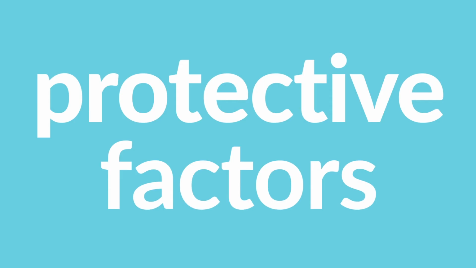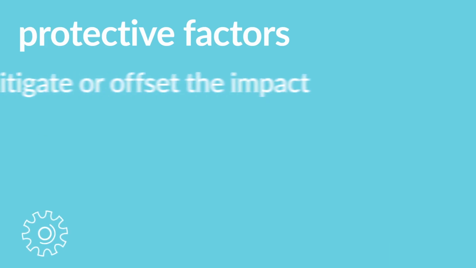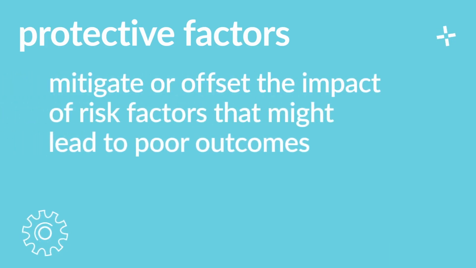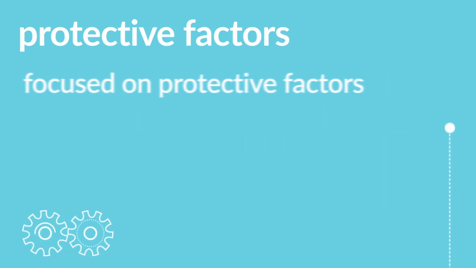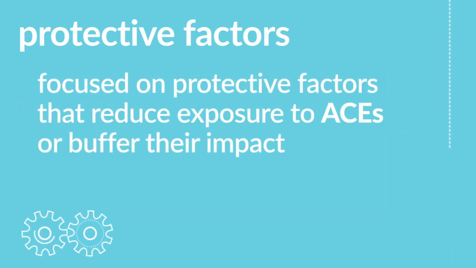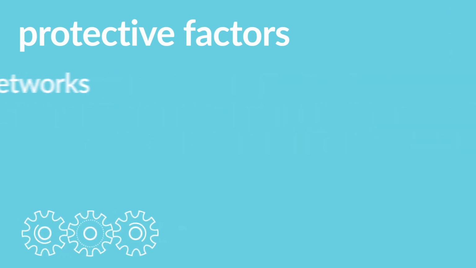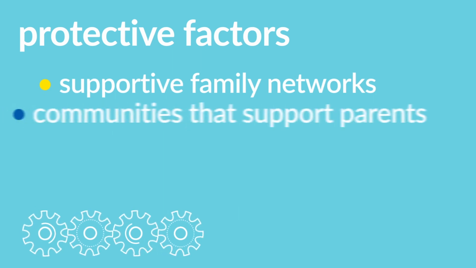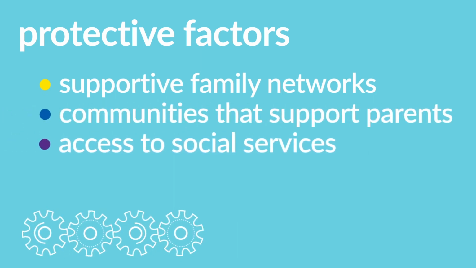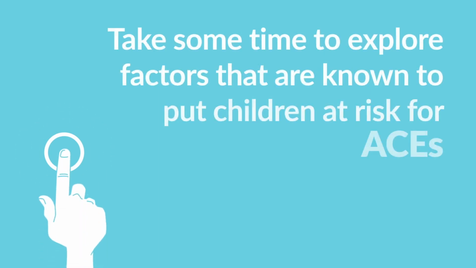Protective factors, on the other hand, mitigate or offset the impact of risk factors that might lead to poor outcomes. Today, we're focused on protective factors that reduce exposure to ACEs or buffer their impact. Examples of protective factors include supportive family networks, communities that support parents, and access to social services. Take some time to explore factors that are known to put children at risk for ACEs.